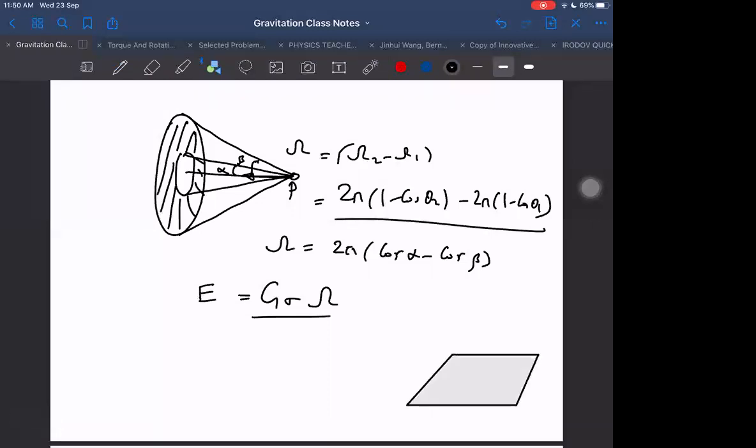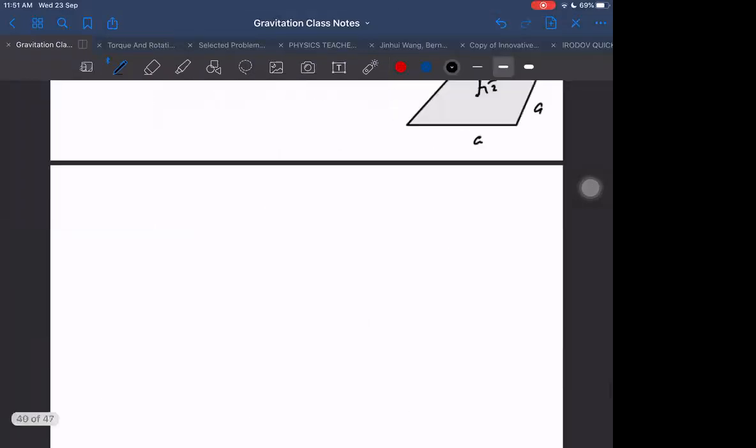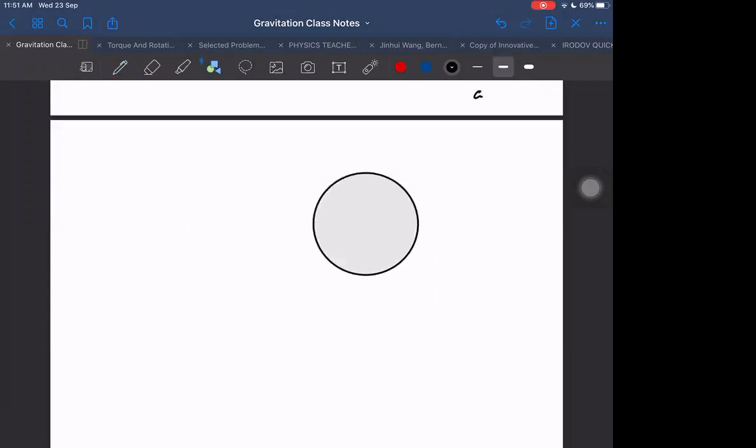If I have a square plate, and I am at a distance a by 2 perpendicularly from this square plate, what is the force acting between this and a mass m here? Or a better way of asking this question would be this: I am giving you a sphere of radius a by 2 kept on a square plate of side length a by a. What is the force between these two? This mass is m and this mass is m. What is the force between these two?